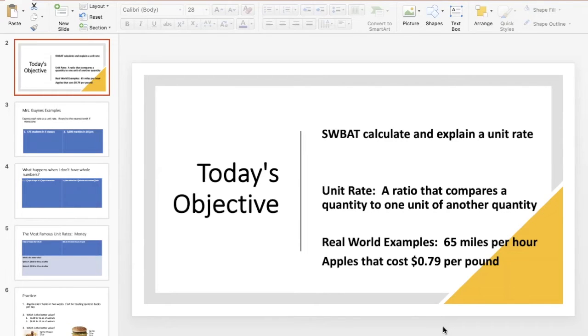So go ahead and write that in your spiral notebook or your 3-ring binder, or if you've printed out today's presentation, you can just hold tight until we start taking notes.